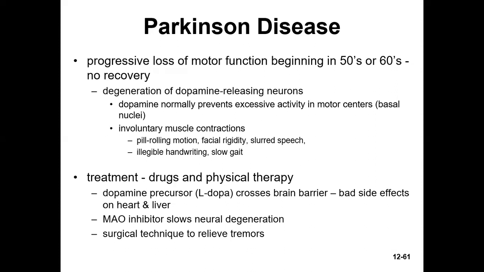The treatment thus far, like I said, I want to say they've come up with a device that gets implanted in the basal nuclei that may be able to help with this. Generally, drugs and physical therapy. A dopamine precursor called L-DOPA has the ability to cross the blood-brain barrier, but it does have bad side effects on the heart and the liver. Also, MAO inhibitor will slow neurodegeneration. And if there's a tumor, there may be some surgical procedures that can be done as well.